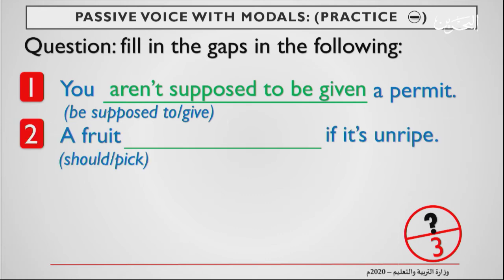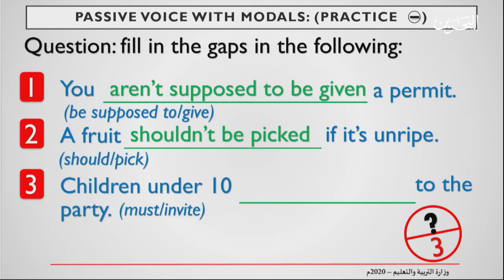Number 2. A fruit, gap, if it's unripe, full stop. You have to use the modal should plus pick in a negative sentence. Let's check the answer. The answer is shouldn't be picked. A fruit shouldn't be picked if it's unripe. If you're correct, give yourself a mark.